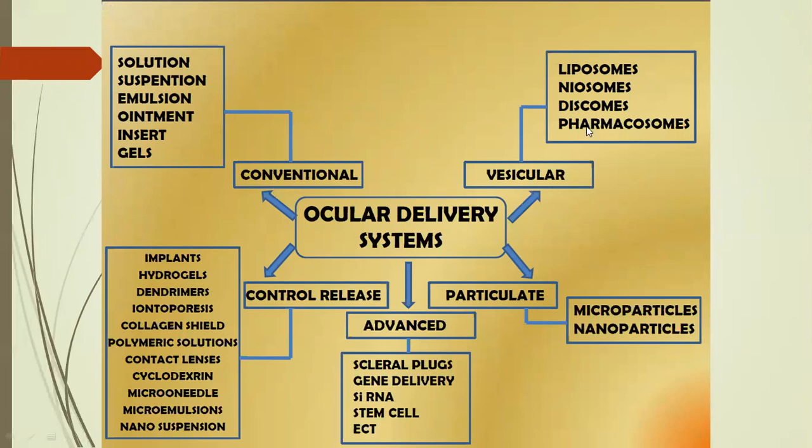Then, which are the various ocular drug delivery systems? The conventional ones include solution, suspension, emulsion, ointment, insert and gels. Vesicular include liposome, niosome, discosomes and pharmacosomes. Particulate include microparticles and nanoparticles. Controlled release include implant, hydrogels, dendrimers, iontophoresis, collagen shield, polymeric solution, contact lenses, cyclodextrin, microneedle, microemulsion, and nanosuspension. And advanced includes scleral plugs, gene delivery, RNA, stem cell, and ECT.